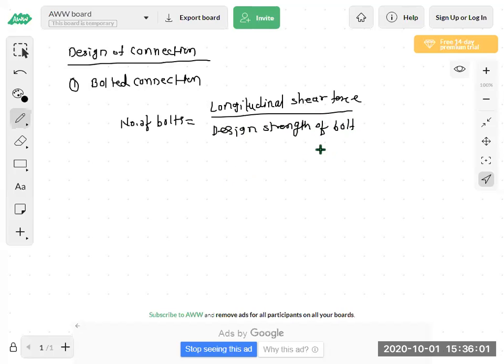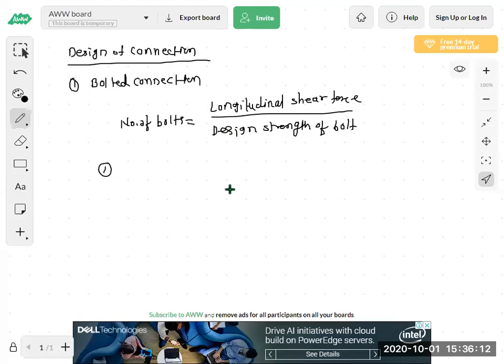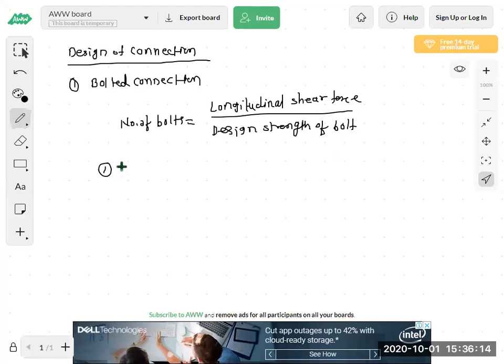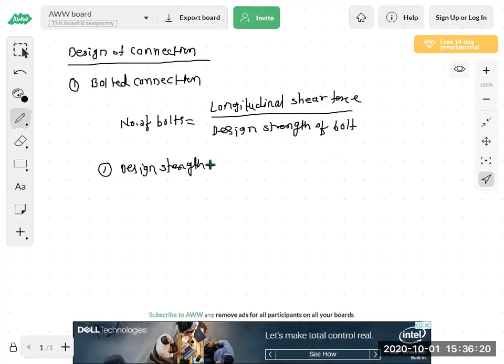Longitudinal shear force already we have calculated. So we have to calculate the design strength of the bolt. It means we have to calculate strength due to shearing and strength due to bearing. So first, design strength of the bolt in shearing. This part we have seen in the last lecture also, that is VDSB. So how to calculate VDSB? VDSB is equal to n into nb into fub divided by root 3 gamma m1.